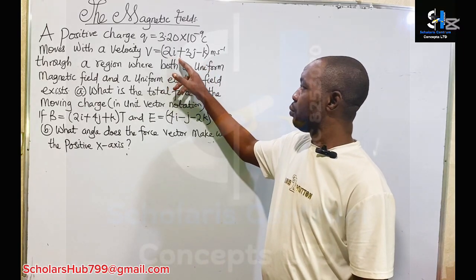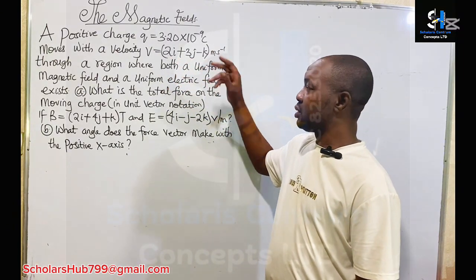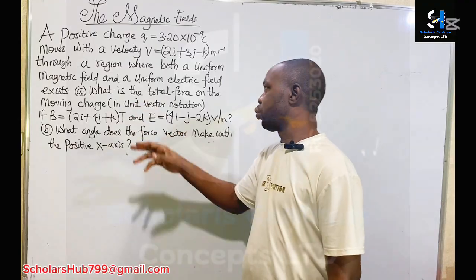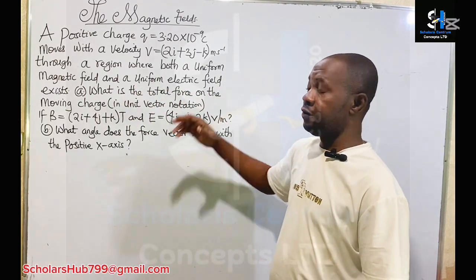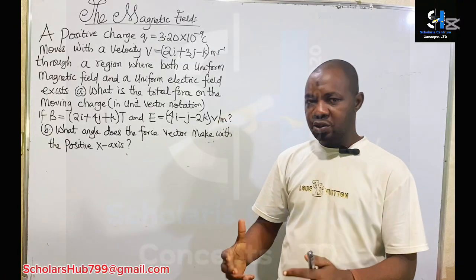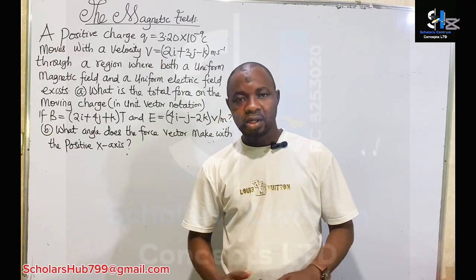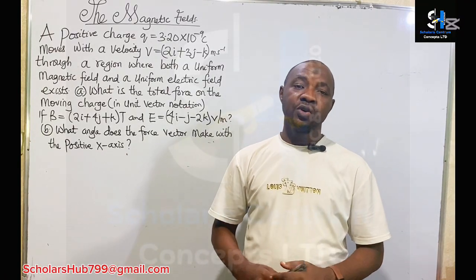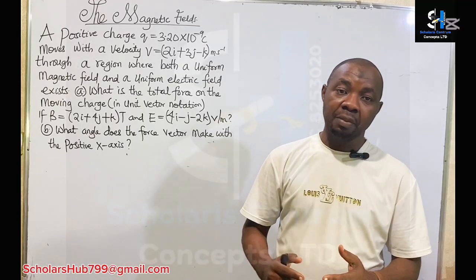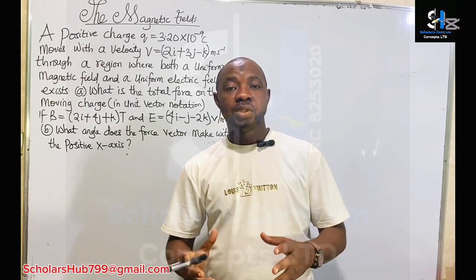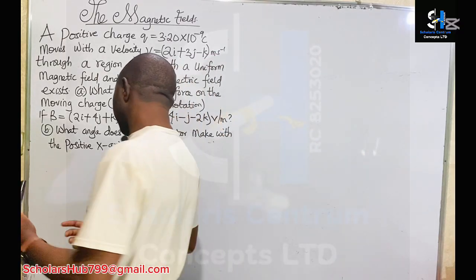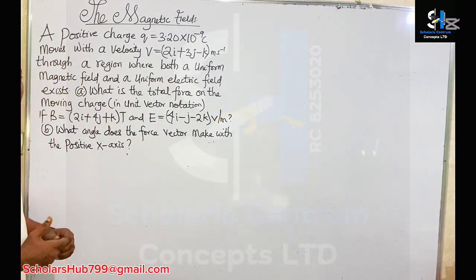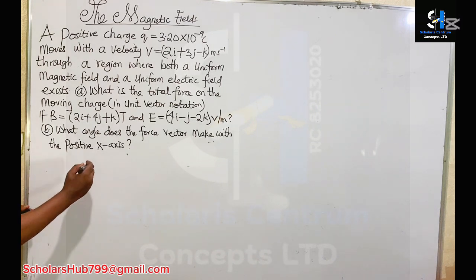That's 2i plus 3j minus k meters per second through a region where both a uniform magnetic field and a uniform electric field exist. The force experienced by a moving charge which exists in the region of both electric field and magnetic field is what we call the Lorentz force. So the force formula is what we call the Lorentz equation.